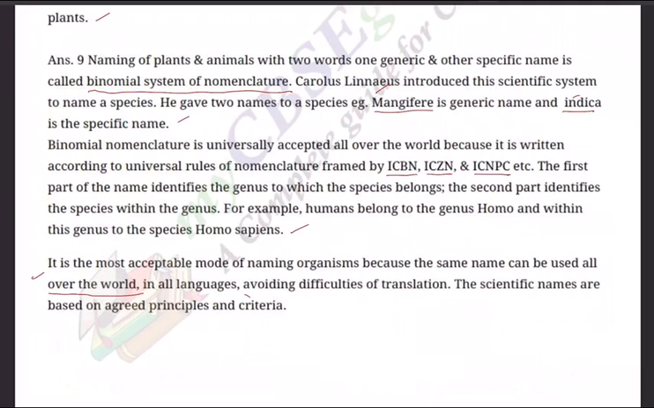So the scientific names are based on agreed principles and criteria. Just imagine there are some countries which are very fond of using their own mother tongue, like Russia, for example. So when we want to exchange scientific terminology, we need to have these scientific names. Otherwise, the Russian person or a Latin American person or an Israeli person will not understand what we are talking about because they prefer their mother tongue. Hence, it is all the more important that we should have scientific names. So next time, in the next session, we will see one more chapter.